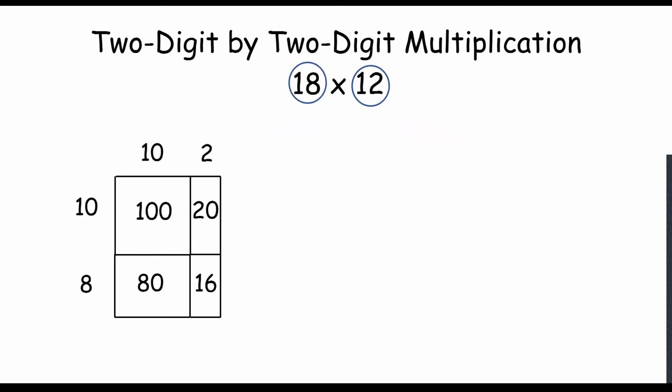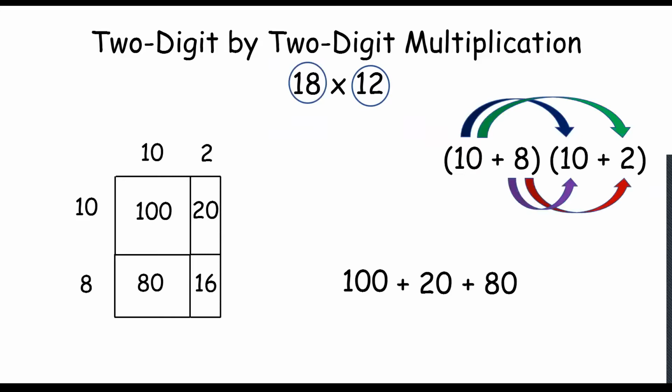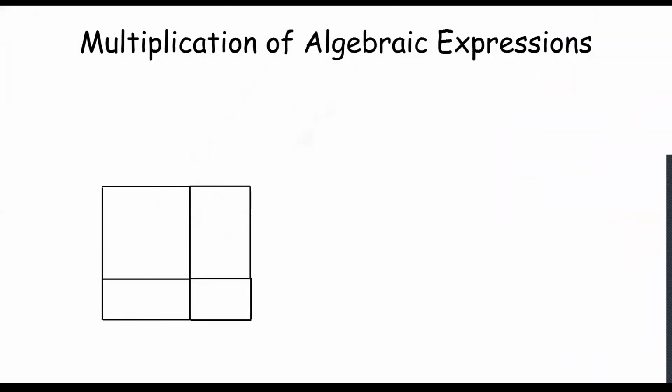This can also be illustrated with the distributive property, where 10 times 10 equals 100, 10 times 2 equals 20, 8 times 10 equals 80, and 8 times 2 equals 16. Adding the four products together equals 216. So how does this link to algebra? The same area model lends itself to multiplication of algebraic expressions.